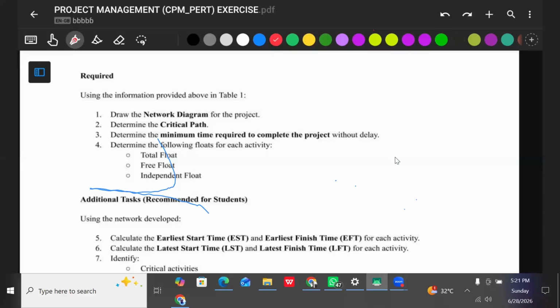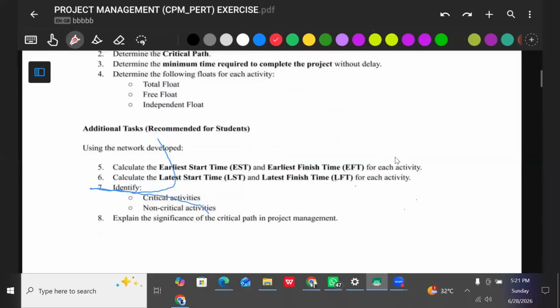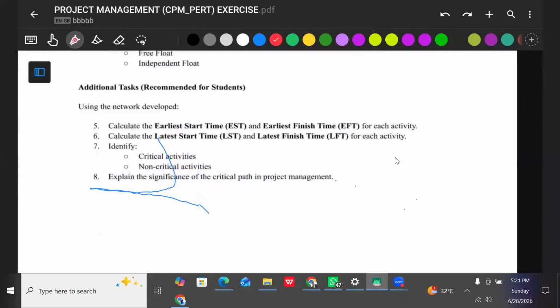Using the network developed, you have to calculate the earliest start time and the earliest finish time for each activity, as well as the latest start time and latest finish time for each activity. Then you also have to identify the critical activities and non-critical activities. Explain the significance of the critical path in project management.